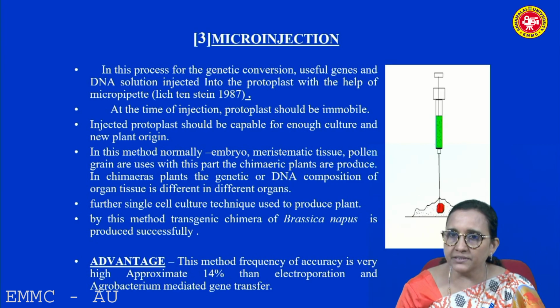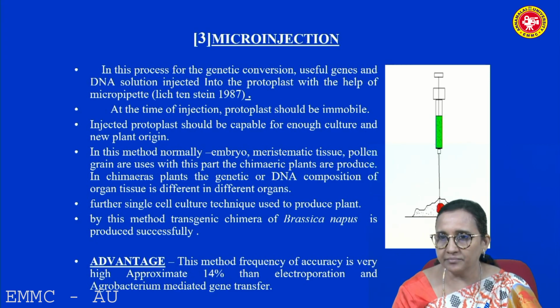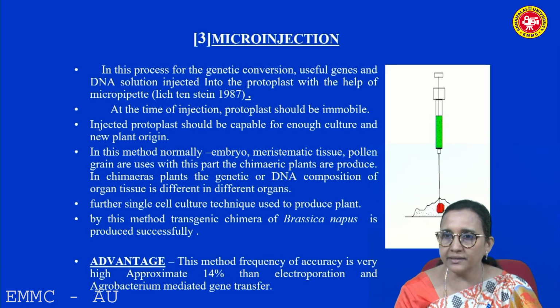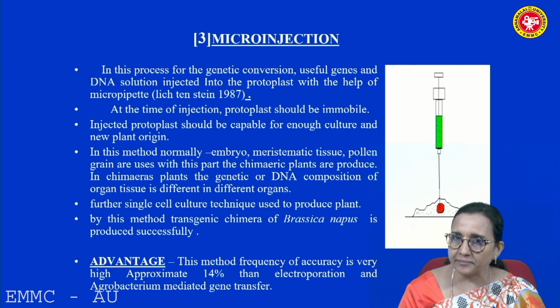So, in this process the genetic conversion is done directly. This is the diagram. You can see that we are using the micropipette here. We are filling the DNA solution in the micropipette, and inserting it directly into the protoplast of the cell. So, in Brassica napus we can use this method of gene transfer.